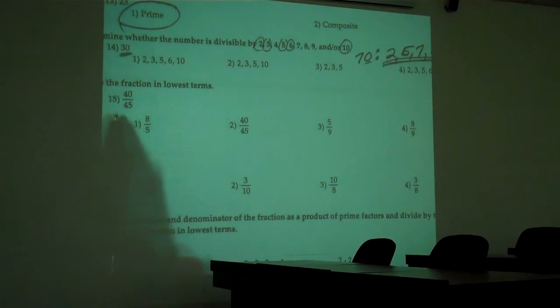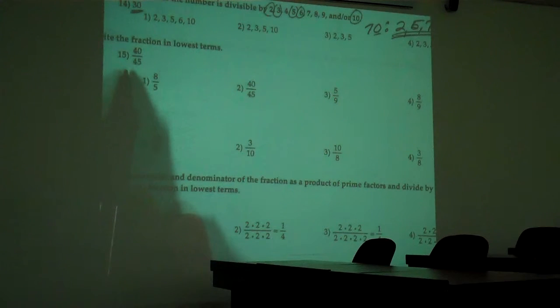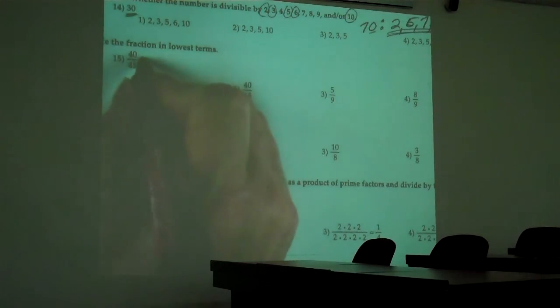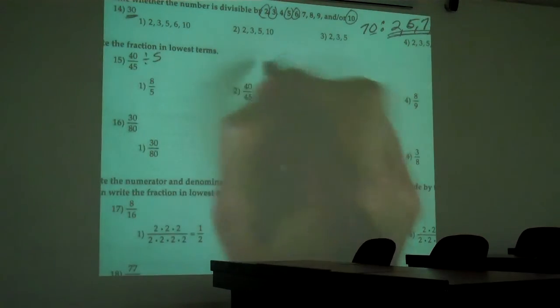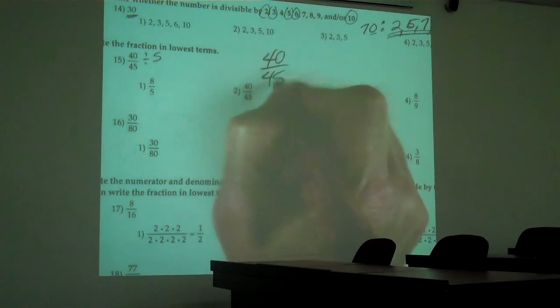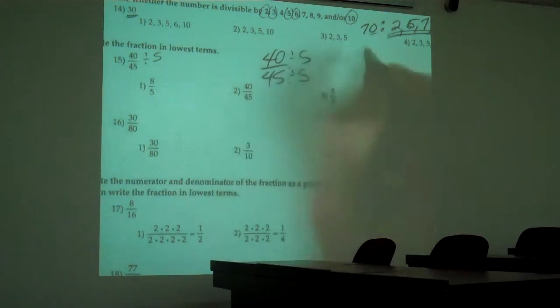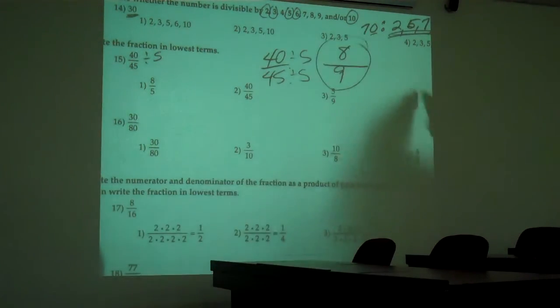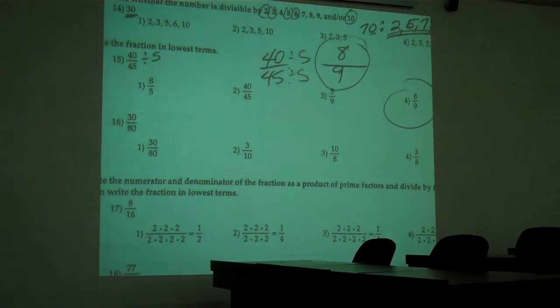Okay, write this fraction in lowest terms. 40 over 45. What will they both divide by? 5. Yeah, they end in 5 and 0. So let's divide by 5. Let me make it bigger. Divided by 5 on top and bottom gives you what? 8 over 9? Okay, that's as far as you can go. They won't divide by something.